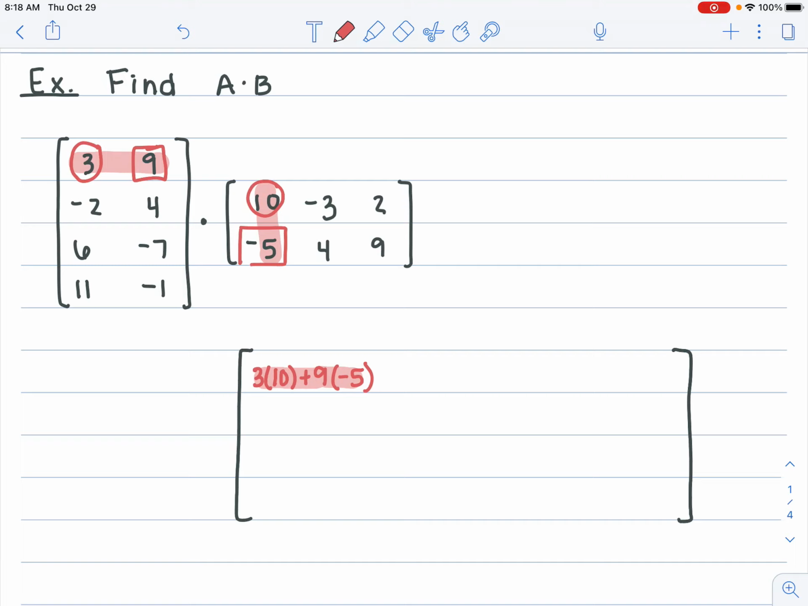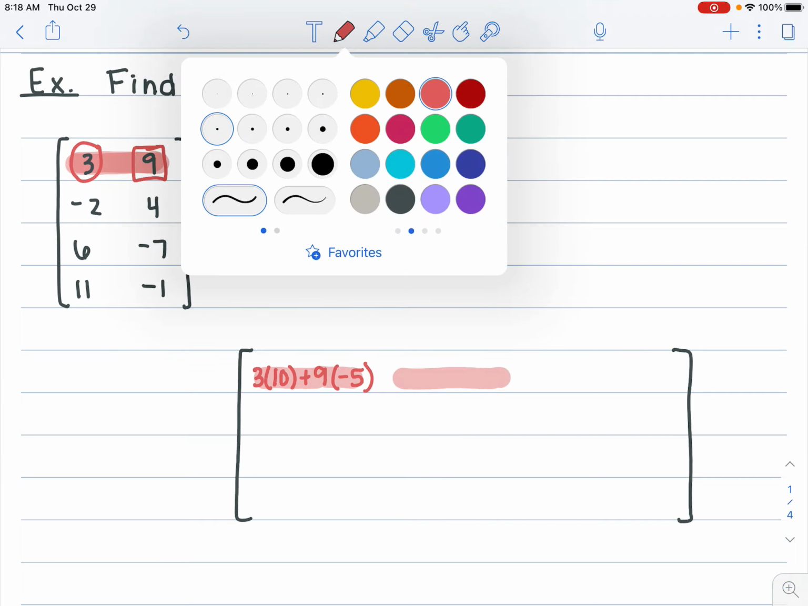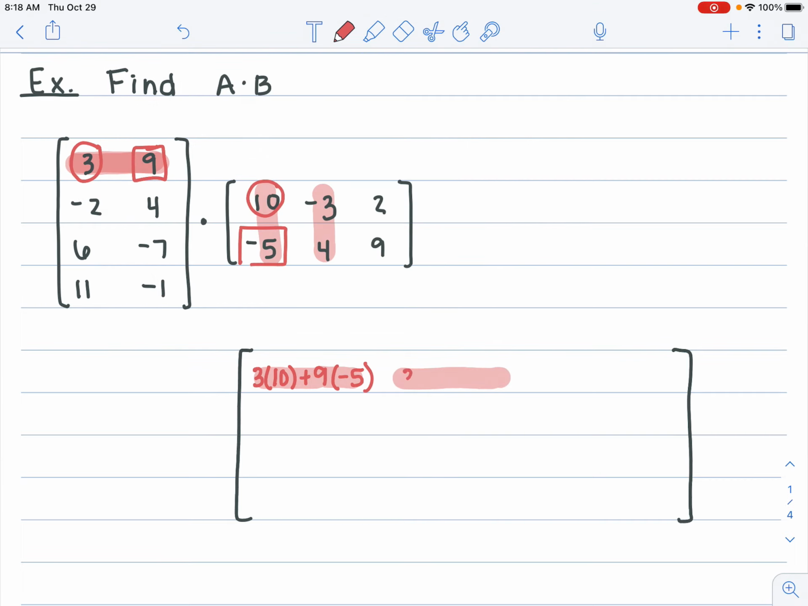And that will give me my first row, first column entry. We're going to repeat this process for the other columns in that row. So I do one row at a time. So I'm going to do that first row. Second column will give me my second entry. That one will be 3 times negative 3 plus 9 times 4.